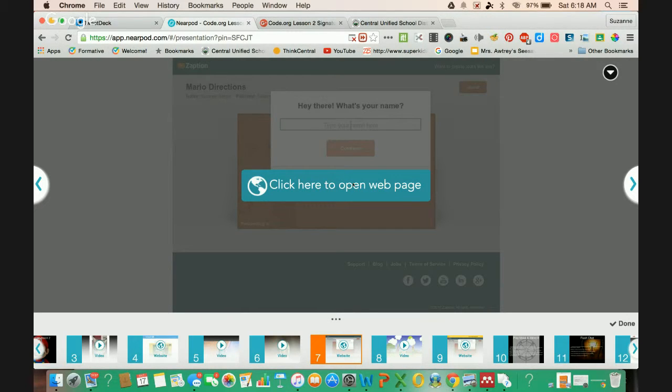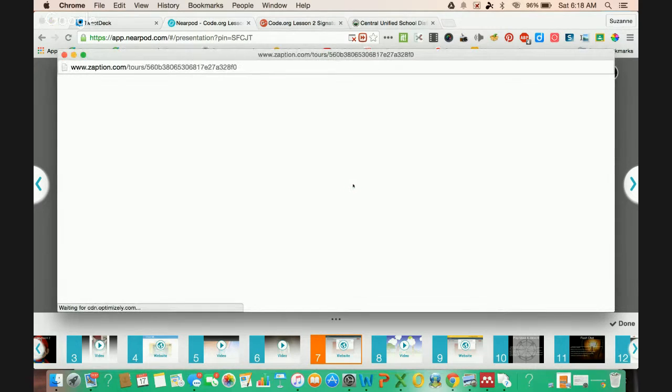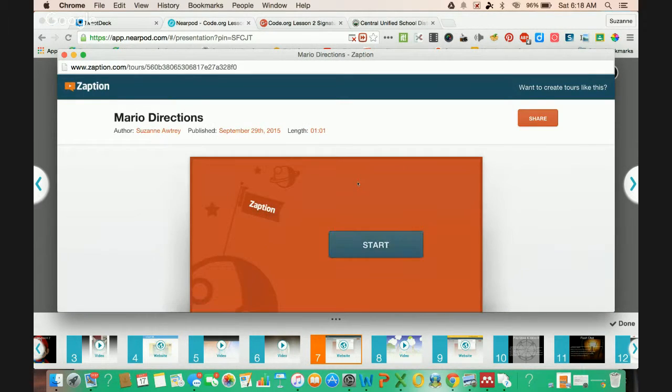In this code.org lesson, the children have to understand also directions, which is quite challenging for this age. They are just learning left and right, and now they need to learn north, east, south, and west. So I created a video of the directions using Mario and Zaption.